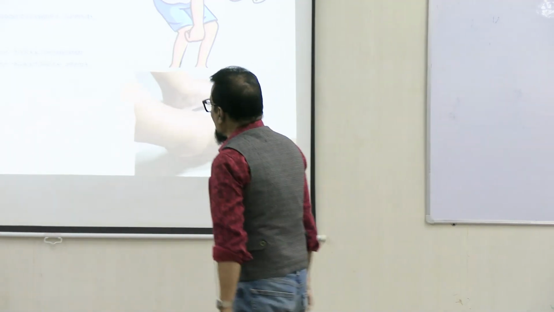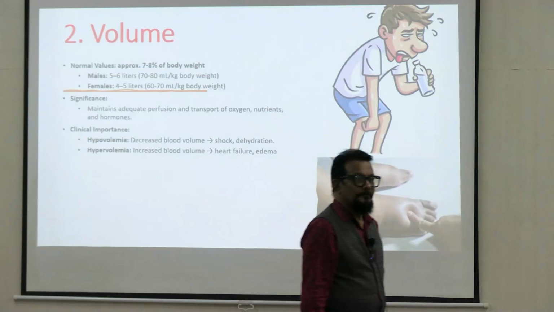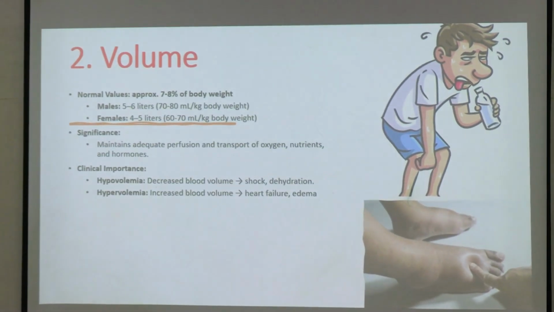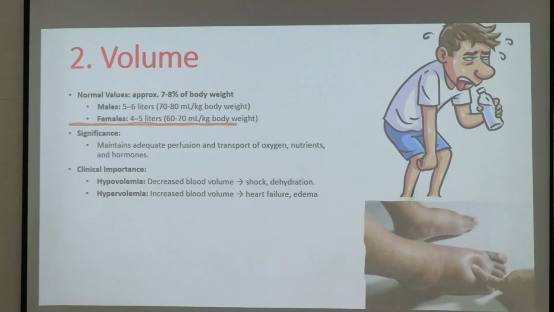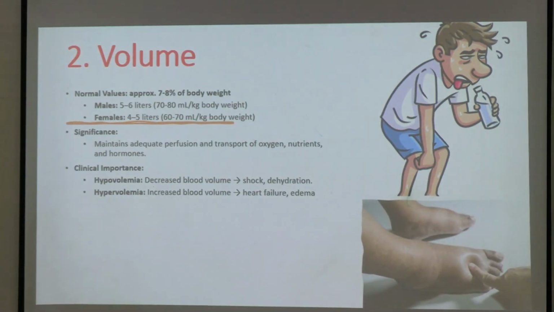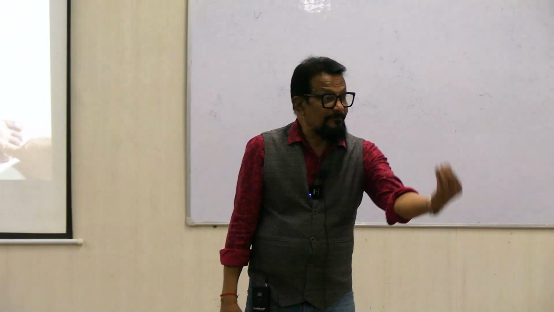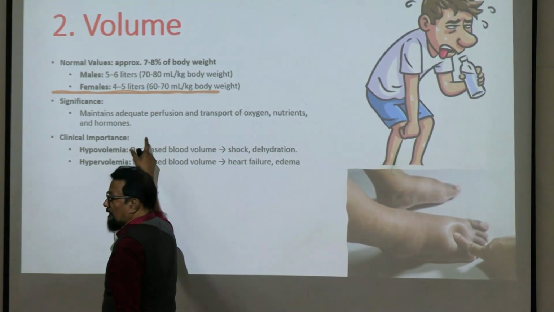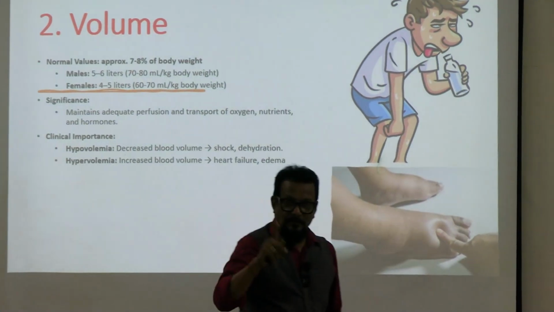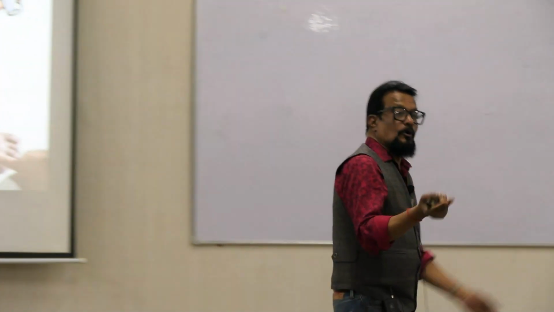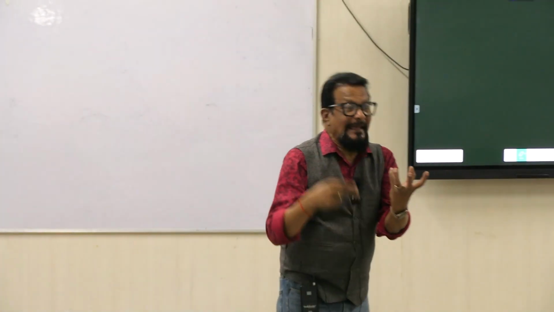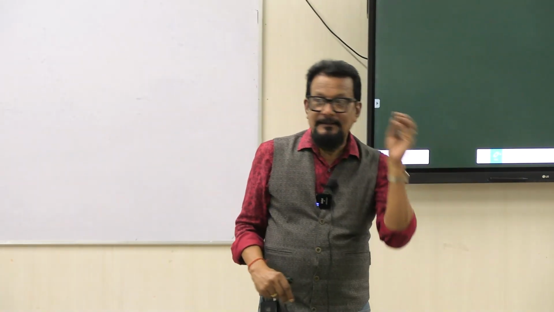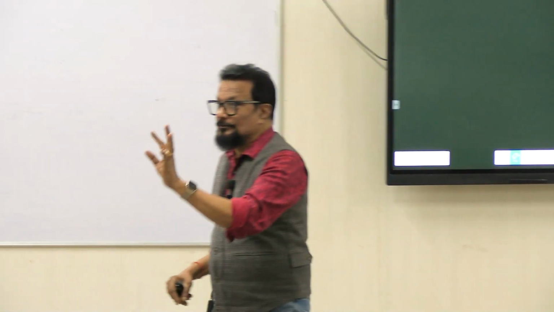So you learn this. And adequate blood volume is required. Very important. Why? For proper perfusion of your tissues. If it is underperfused, we use the term hypovolemia. Remember this term, hypovolemia. Hypo means less, volume means volume, emia means blood. Blood volume is less. Less blood will be going to tissues.